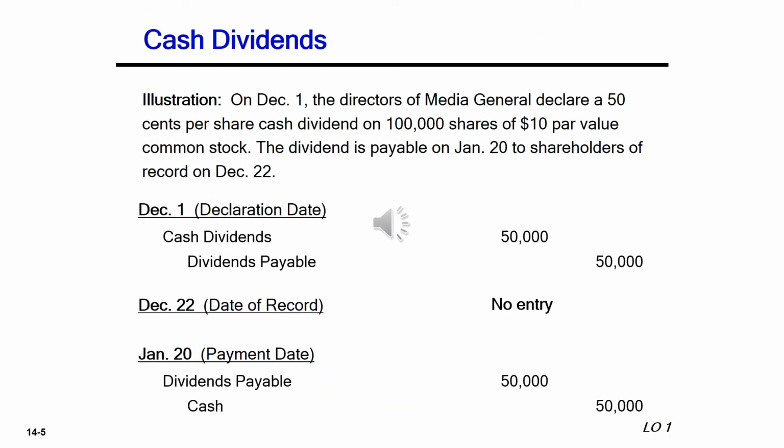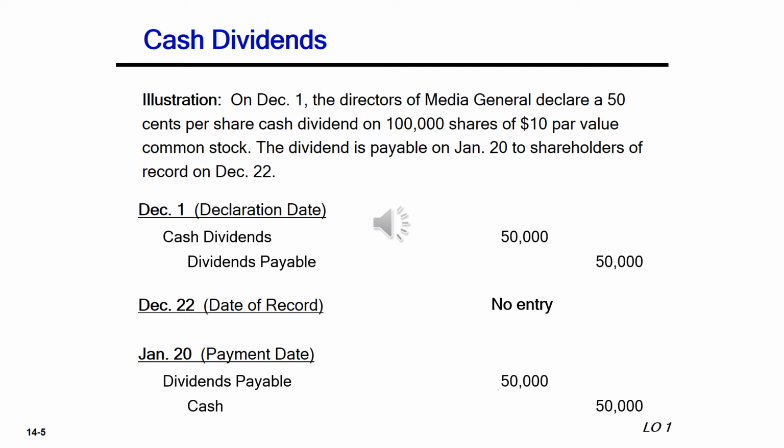Now let us look at an illustration to understand what kind of accounting records are going to be recorded on the company's books. The illustration says on December 1st, the directors of Media General declare a 50 cents per share cash dividend on 100,000 shares of $10 par value common stock. The dividend is payable on January 20th to shareholders of record on December 22nd. Now notice, here we have the declaration date, the date of record, and the payment date.